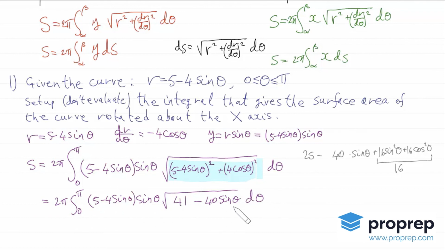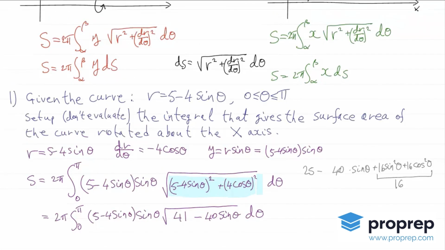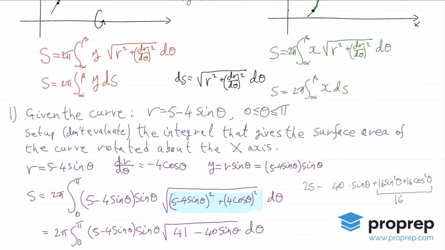Okay, so that's an example of one type of rotation about the x-axis. And now let's do one about the y-axis.